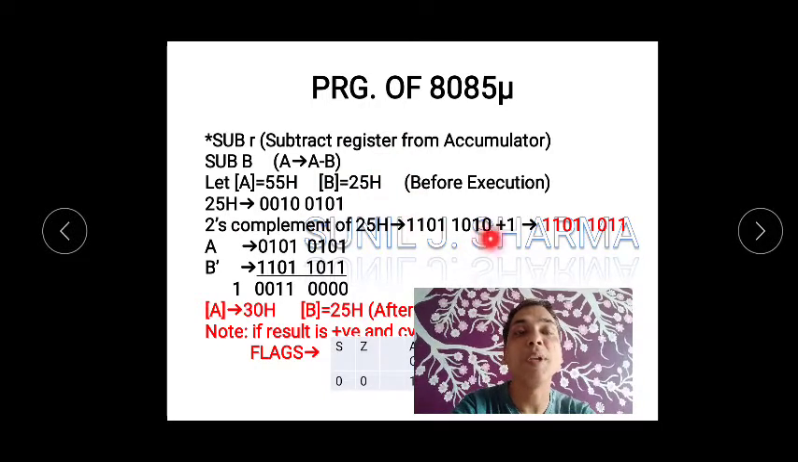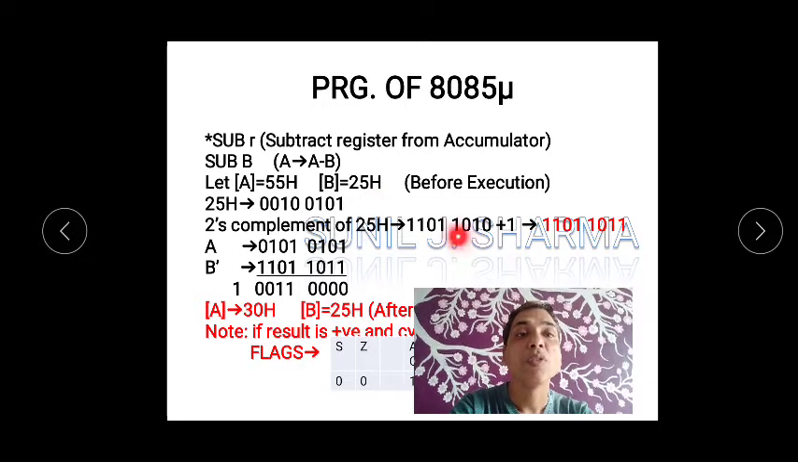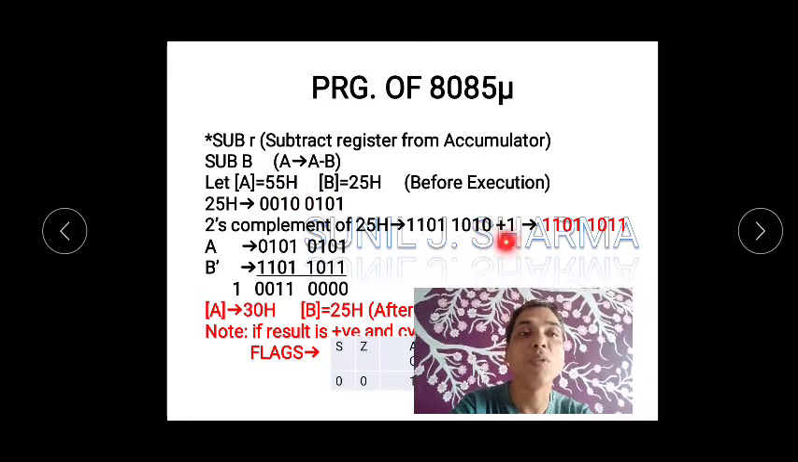The 2's complement of 25 is, this is 25 in binary. As you already know, we have to write it in 8 bits. This is the 1's complement, and this is plus 1, that becomes the 2's complement. Everyone remembers that 1's complement is just replacing 0 by 1 and 1 by 0. You have to add 1 to that, that becomes the 2's complement.